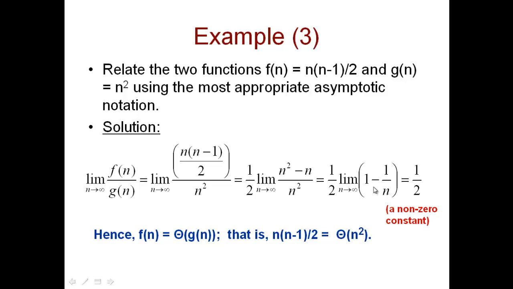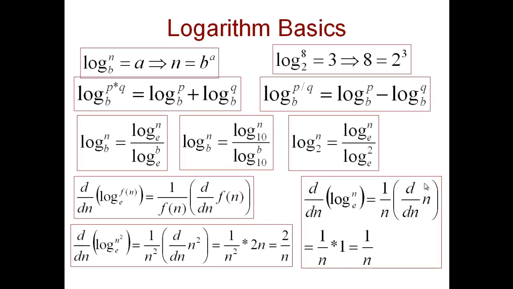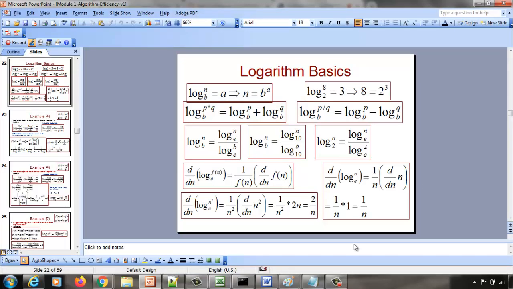Now you can apply the limit as infinity. 1 over infinity is 0. So 1 minus 0 is 1, times this 1 half, which is 1 half. So as n tends to infinity, f of n over g of n is a constant other than 0. So we can say f of n is theta of g of n. That's the most appropriate asymptotic notation. Okay, so we'll stop and save this video.